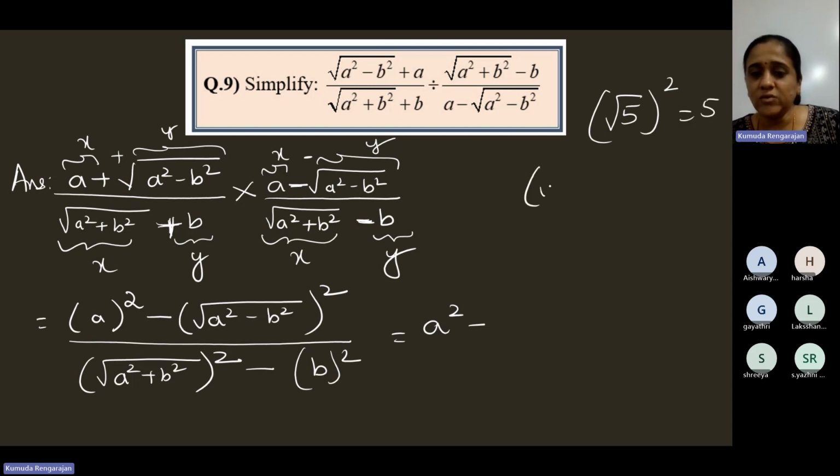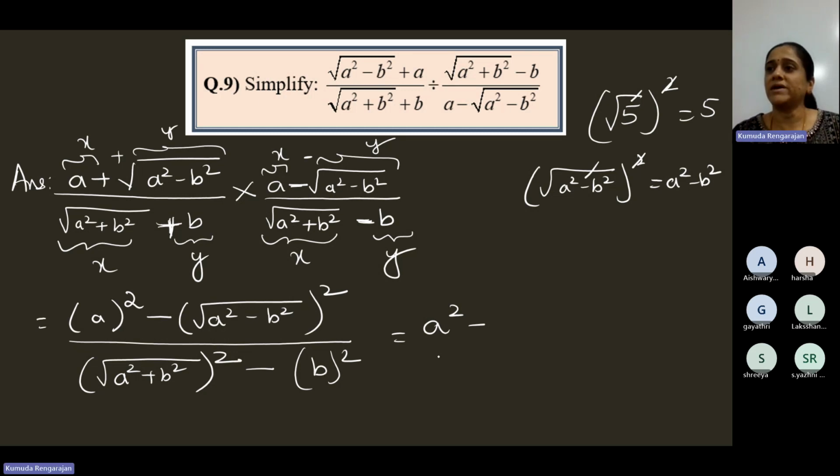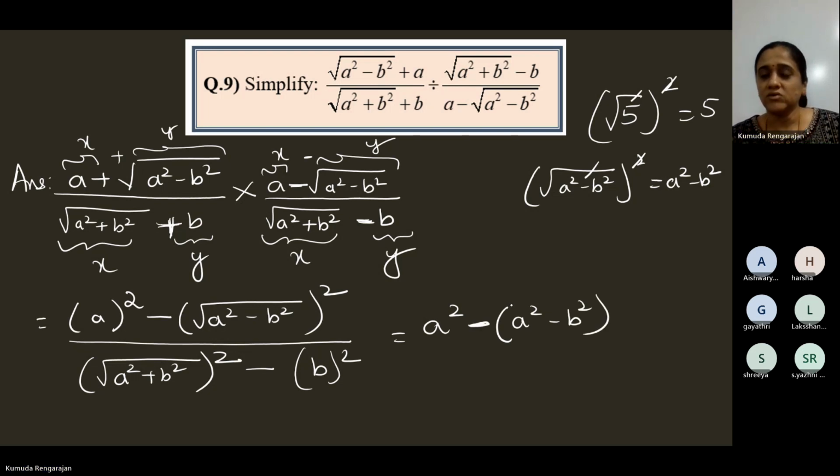In the same way, square root of a square minus b square, the whole square. So here what happens? This one and this one get cancelled. The answer is 5, no? So here also the square and square root will get cancelled. The answer is a square minus b square. Okay, so a square minus, you should write that in the bracket, a square minus b square, because we have a minus sign here. So in the bracket, a square minus b square divided by, what's the answer here? Plus b square minus b square, correct?